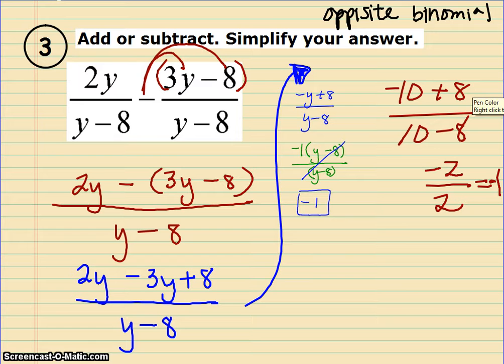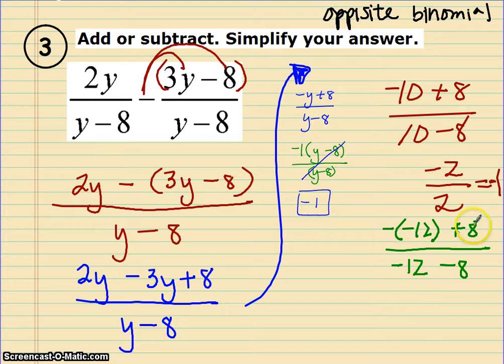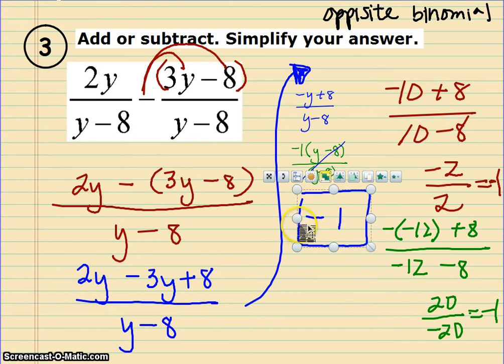Let's try it again. Let's pick another number. How about negative 12? So if y is negative 12, I'd have negative 12 plus 8 over negative 12 minus 8, which will give me positive 12 plus 8, which is 20. Negative 12 minus 8 is negative 20, which is negative 1. And so there's a couple of examples, and we could keep picking numbers and plugging them in, and what we'll find out is that it doesn't matter what I choose for y, I'm always going to get negative 1, which basically takes this answer that I got here and makes it more valid, that it is negative 1. And that's what we call opposite binomials.